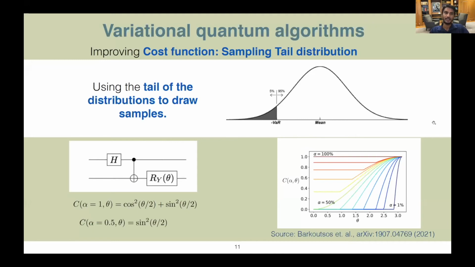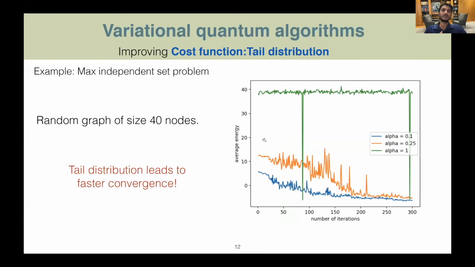And to show that it works, we took an example of the maximum independent set problem, where we generated a random graph of size 40 nodes. Again, for alpha equal to 1, the cost function doesn't change much. But if we draw samples from the tail of the distribution, for lower alpha, one is able to converge to the results much faster as compared to taking samples from the whole distribution. So the result is that the tail of the distribution leads to faster convergence.